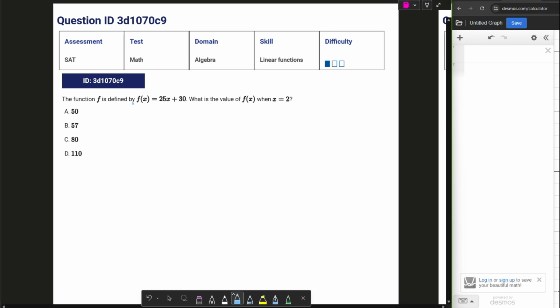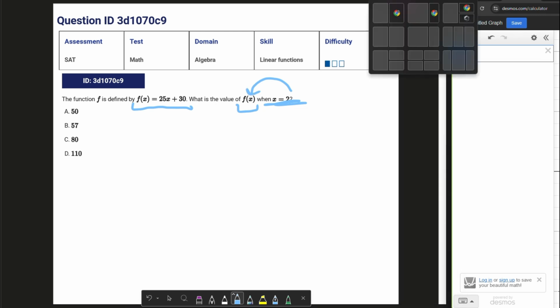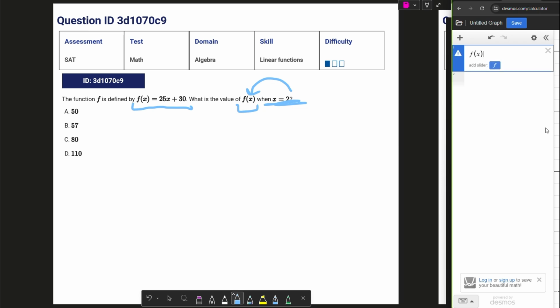We have our function, which is f of x, and it equals this. We are asked what is the value of f of x when x equals 2. All we have to do is just plug in this 2 right here. But first of all, let me write my function. The way I would write a function, just write the letter f. It doesn't matter, it's just a letter. You could write h of x, doesn't matter. And let me write the rest of my function.